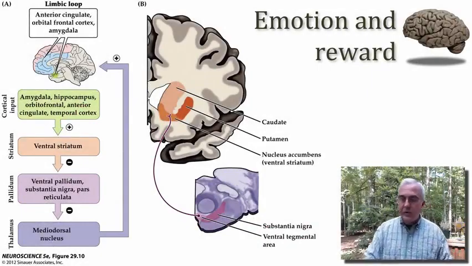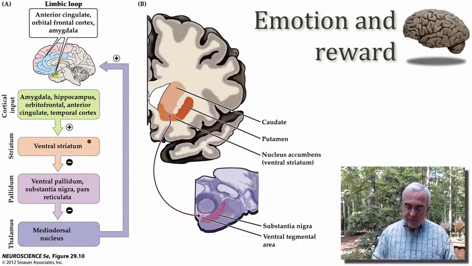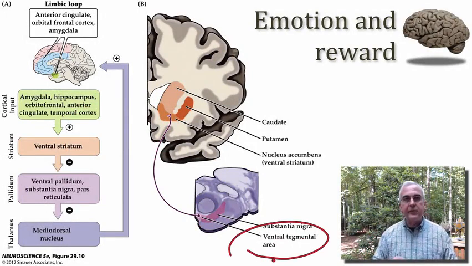Okay, well, let's turn our attention now to the firing patterns of these ventral tegmental area neurons, and that will give us some insight into the nature of the reward signal that we have in the human brain.